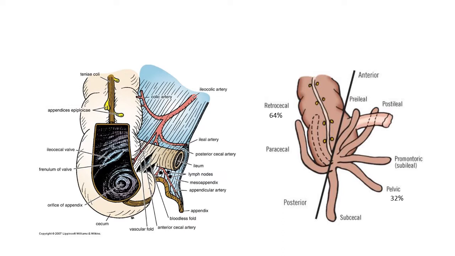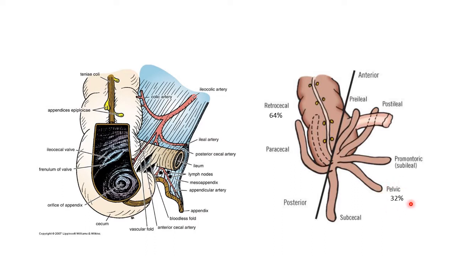One thing also to note about the appendix, that although the base of the appendix, where it's attached to the cecum, is almost fixed, the tip of the appendix can have different positions. So these are the different positions of the appendix. It can be directed towards different directions, and each direction has a name. For example, retrocecal, which is behind the cecum. This is the most common position. In 64% of people, the appendix is retrocecal.